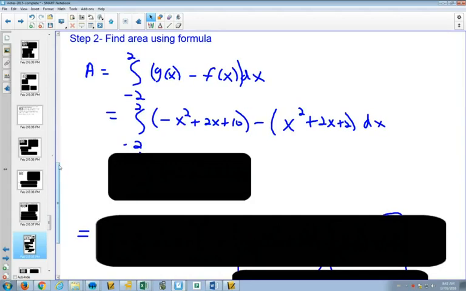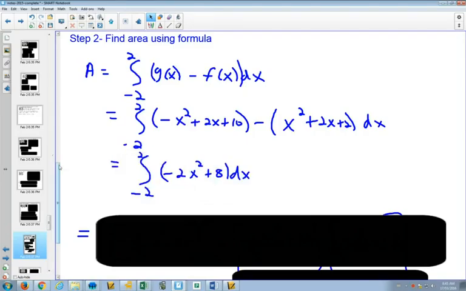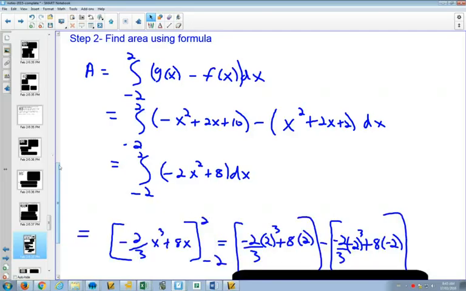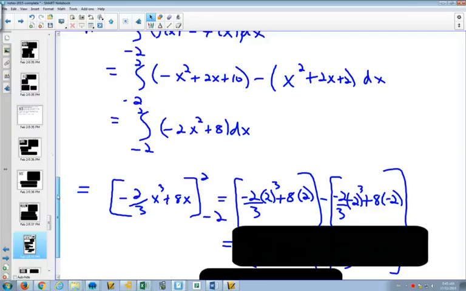So again, the nice thing about putting both functions inside the same integral is we can now simplify. Once we've simplified, doing the integration is just easier. You're finding it from -2 to 2. Plug your values in.